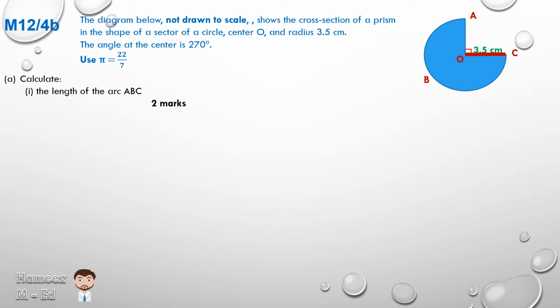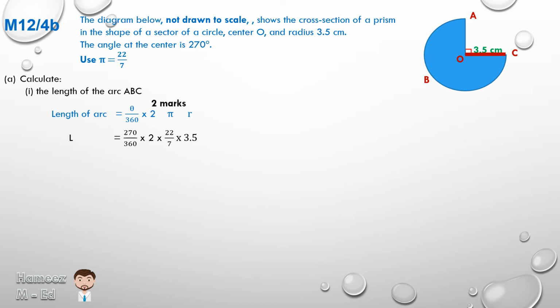So we have a formula from the formula sheet. Length of arc, or S, is equal to theta over 360 times 2 pi r. And remember, theta is the angle in degrees. So the length of the arc, S, would be equal to 270 over 360, multiplied by 2, multiplied by 22 over 7, multiplied by, what's the radius? 3.5 centimeters. So we can use our calculators and work it out.